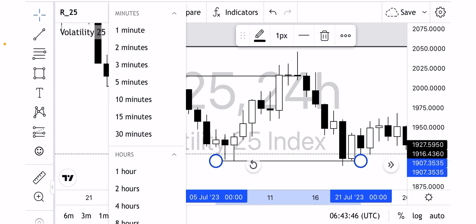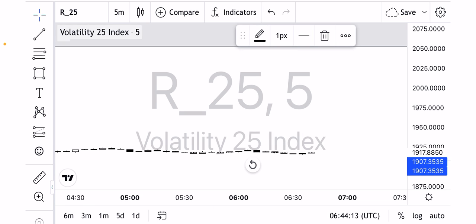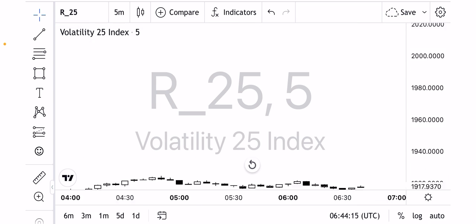Number two, the percent of you being wrong will reduce because you marked it out on the higher time frame. Okay? So the next thing you want to do is go to your 5 minutes time frame. Let's see what our 5 minutes has for us.